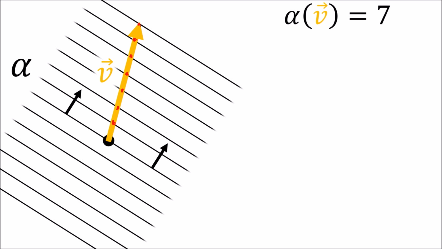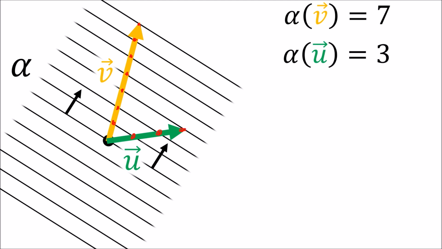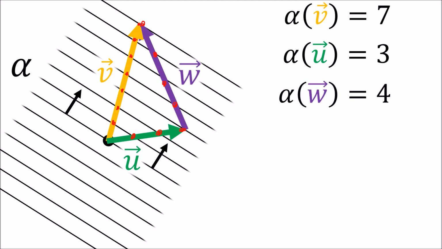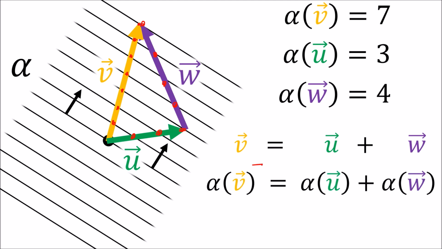With this covector alpha and this vector v, we see that v pierces 7 stack lines, so alpha of v is equal to 7. And the vector u pierces 3 stack lines, so alpha of u equals 3. And w pierces 4 stack lines, so alpha of w equals 4. Now notice that these 3 vectors form a triangle, and they obey the equation v equals u plus w. Notice that it's also true that alpha of v, which is 7, equals alpha of u, which is 3, plus alpha of w, which is 4.